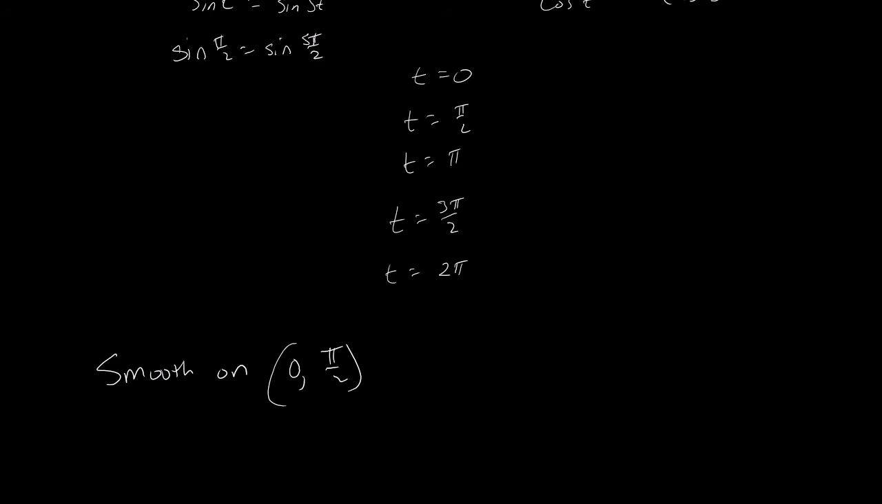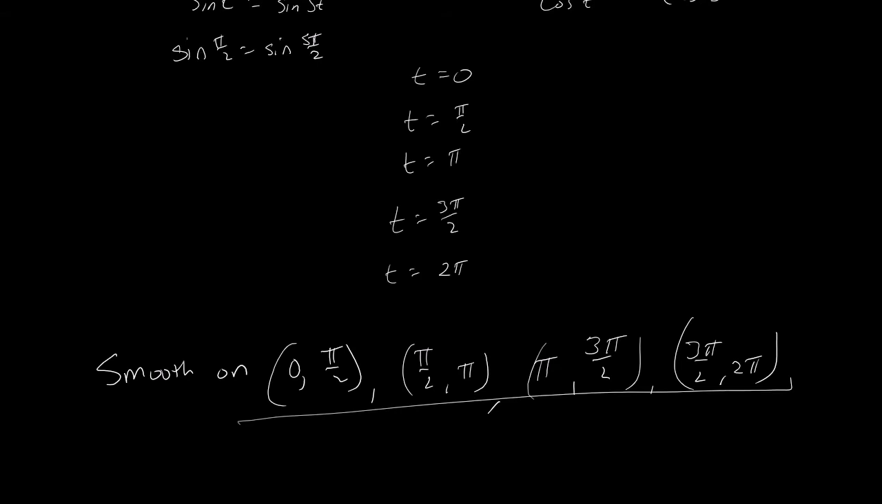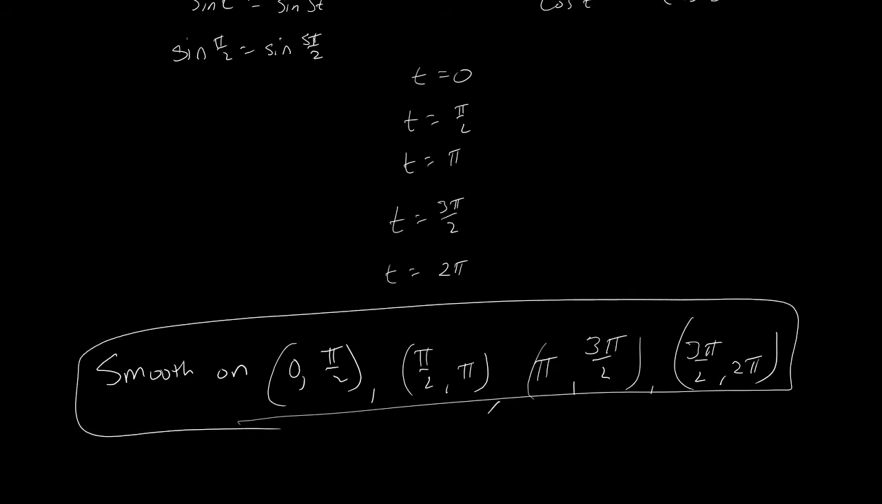We don't need a union here. On pi over 2 to pi, on pi to 3 pi over 2, on 3 pi over 2 to 2 pi. There we go. So there are 4 intervals where this curve is smooth.